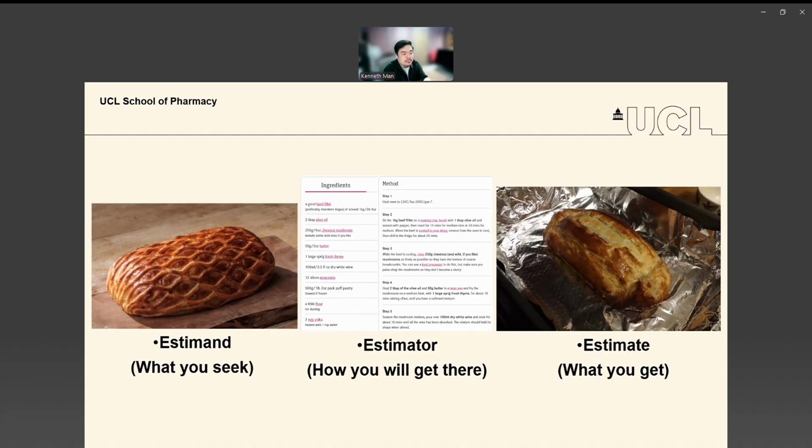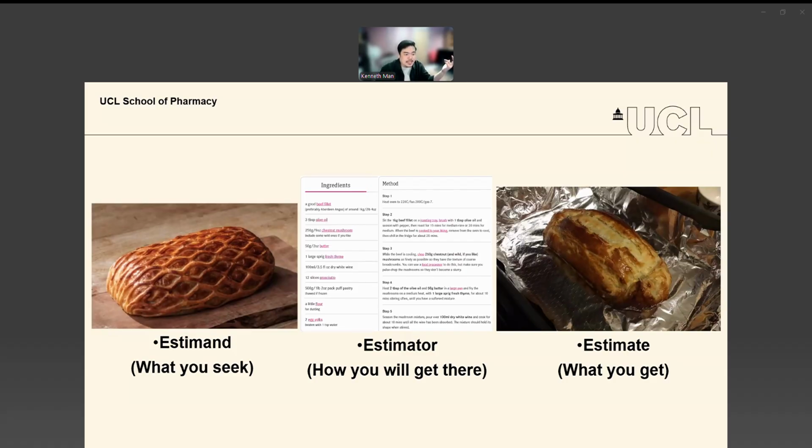The estimator is the process of how you get to what you are looking for. In this beef Wellington example, it's the ingredients and also the cooking method. Everything together is my estimator. And eventually I got my estimate. This is what I cooked last Christmas and this is what I have. You can see that it's different from what I intended to have, but it looks like something edible, so I'm happy with it. I could bear the bias that was in my estimate. So that's the basic concept.